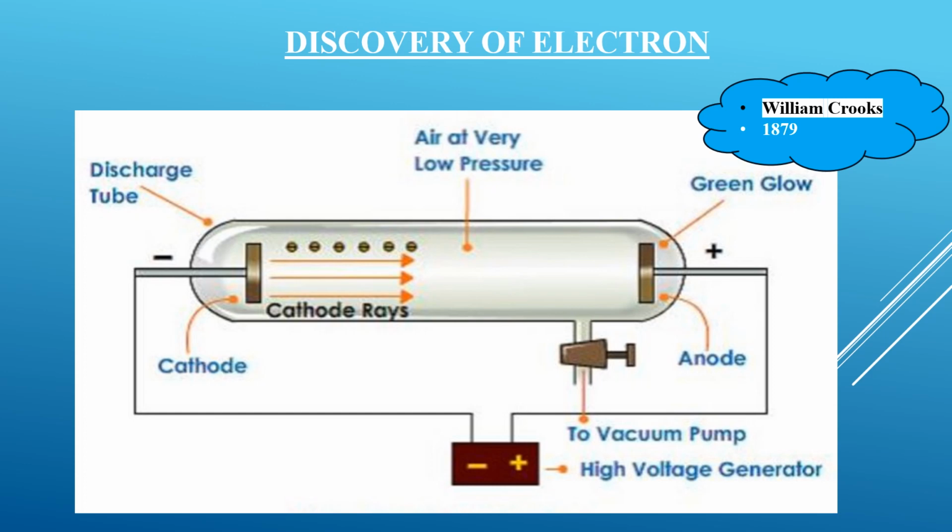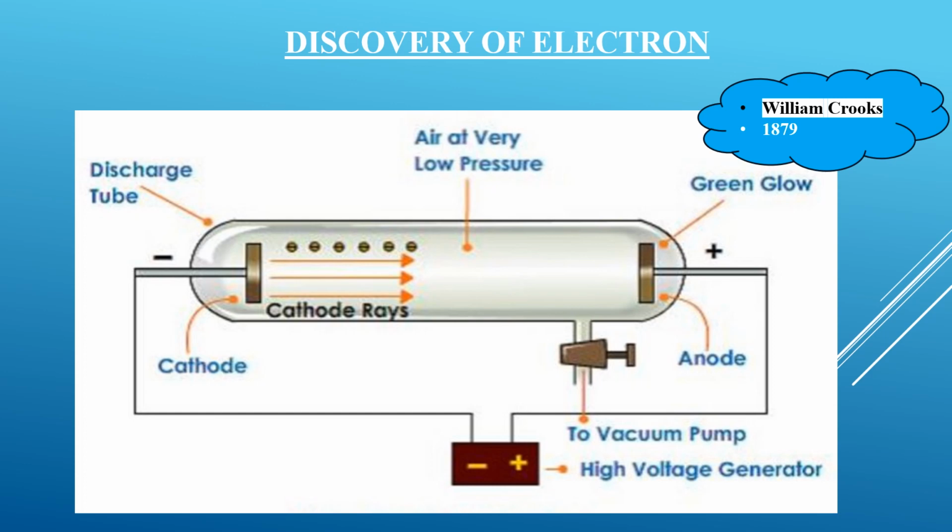So the experiment was very simple. Let us just understand once again. What William Crookes did was he took a discharge tube, which is basically a glass tube, and in that discharge tube he placed two metal electrodes. One was connected to the negative terminal of the battery and the other was connected to the positive terminal of the battery. The negatively charged terminal was connected to the cathode and the positively charged terminal was connected to the anode.